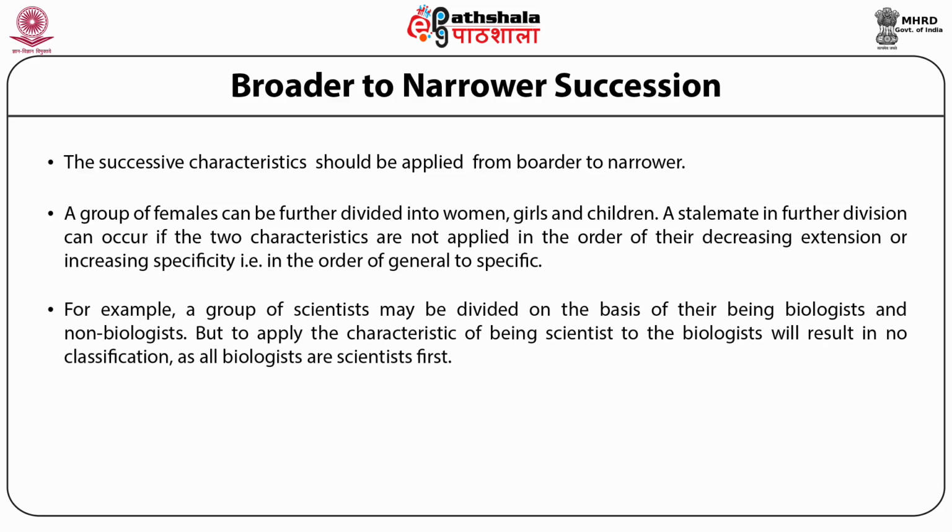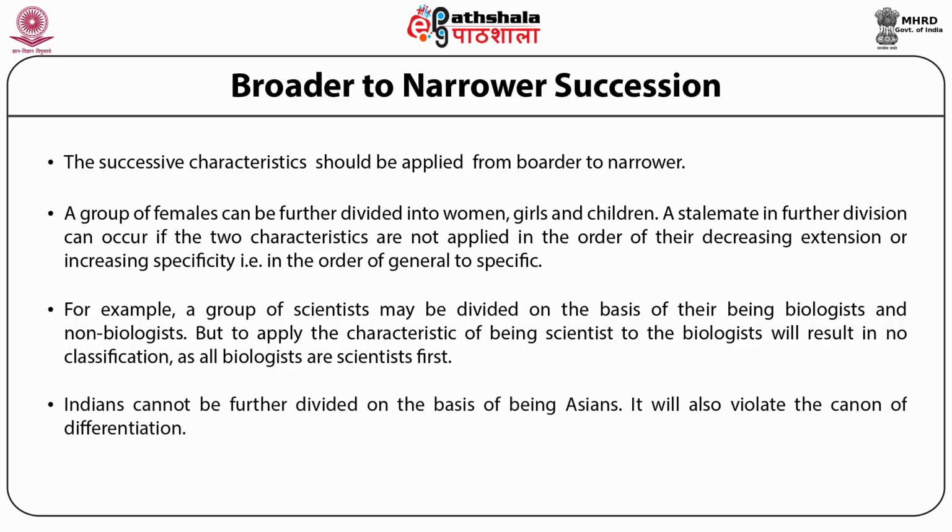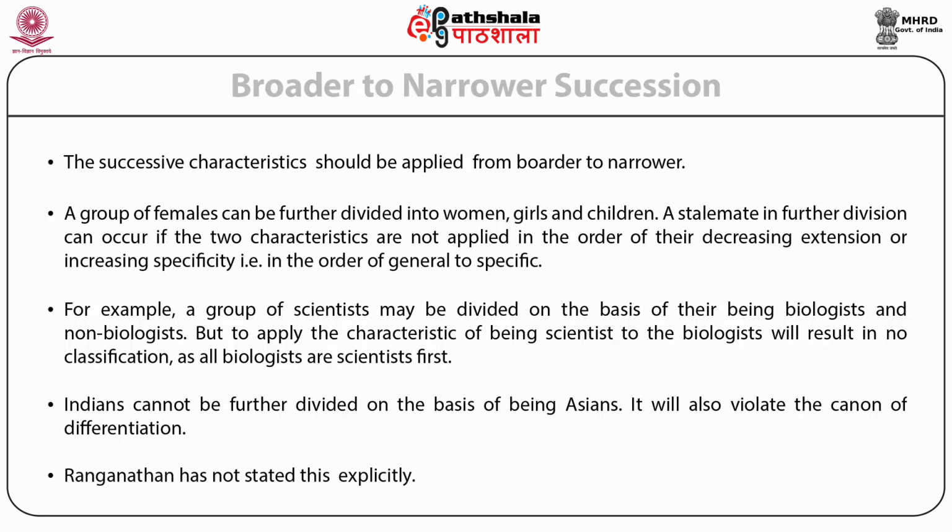For example, a group of scientists may be divided on the basis of their being biologist and non-biologist. But to apply the characteristic of being scientist to biologists will result in no classification, as all biologists are scientists first. Indians cannot be further divided on the basis of being Asians. It will also violate the canon of differentiation. Ranganathan should have stated this canon explicitly.